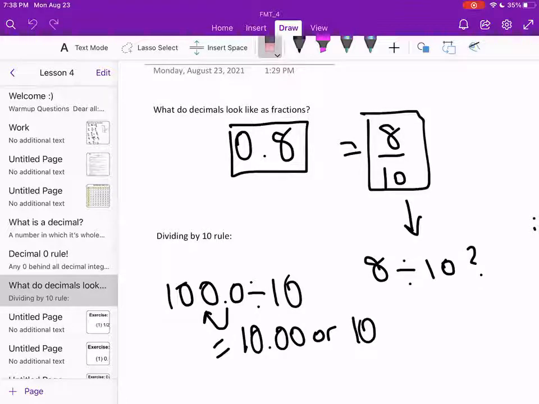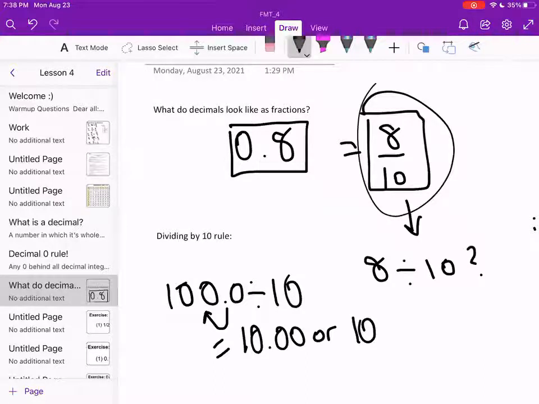Let's go over how fractions and decimals are alike. So notice how 8/10 can also be written as 8 divided by 10, right? So then how is 0.8 equal to 8 divided by 10? Well, to look at that, we need to look at the dividing by 10 rule.